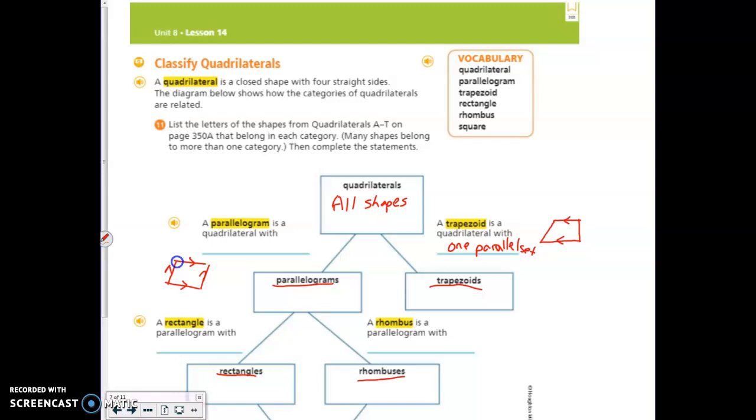parallel, meaning they will never touch. They will continue on forever and ever without touching as we extend these lines out moving forward. Okay, they will never come in contact with one another, whereas this set of lines, if I continue this line moving forward and this line, notice how they are getting closer and eventually would touch. So this shape here with one set of parallel lines is considered a trapezoid. So that's going to be the first category we look for as we move forward with these shapes.